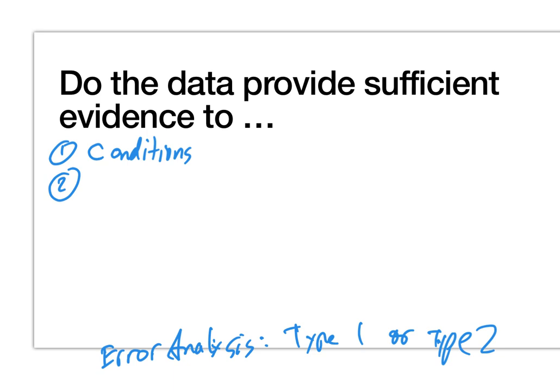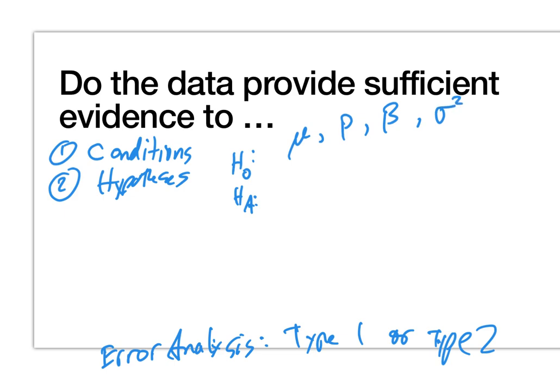Think of the flow of the problems. After you figured out which test you were going to do, what did you have to start with? Hypotheses. So you've got to write down your null hypothesis and your alternative hypothesis. Depending on the context, will this be a mu? Will it be a p for population proportion? Will it be beta? Beta would be for the slope in a least squares regression line. Will it be variance if we're doing a test on a variance? Whatever my population value is.